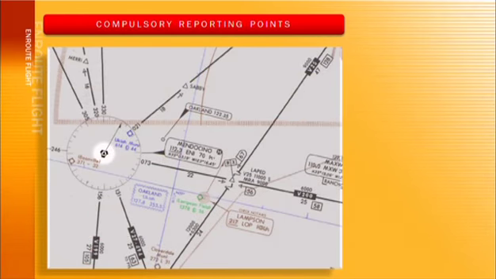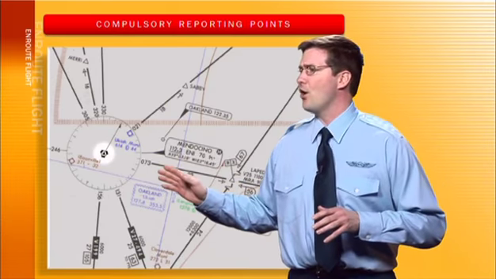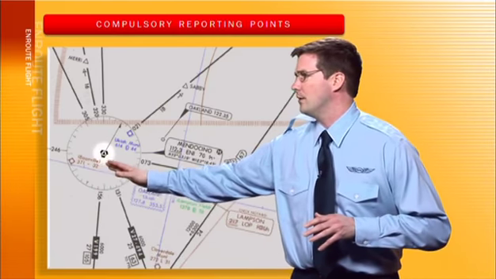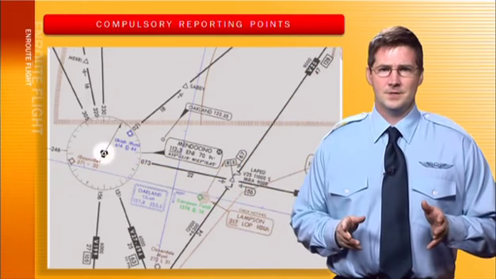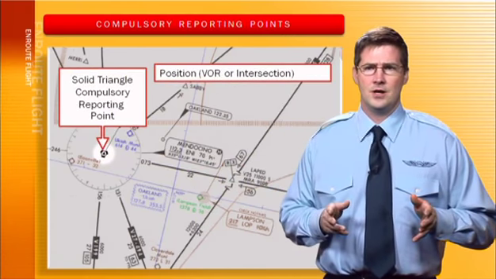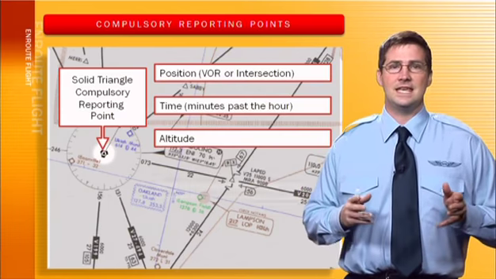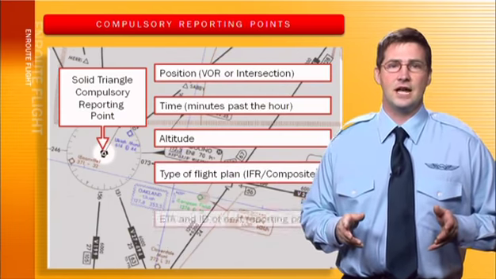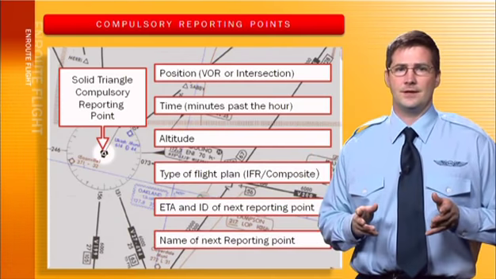Here's a compulsory reporting point shown with a black triangle right here. And you're flying over a VORTAC, and it's actually co-located with the VORTAC right inside the symbol. Now you must report six items: your position, the time in minutes past the hour, your altitude, the type of your flight plan, the ETA, and the name of the next reporting point.